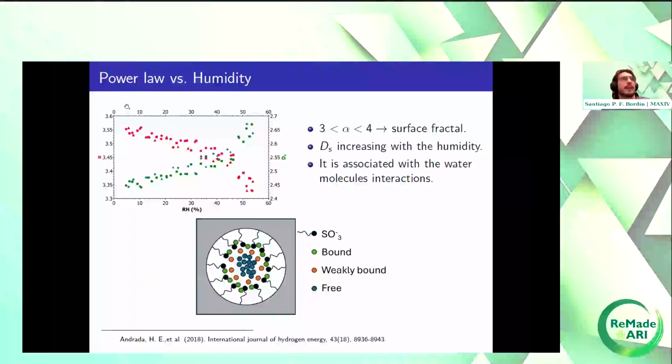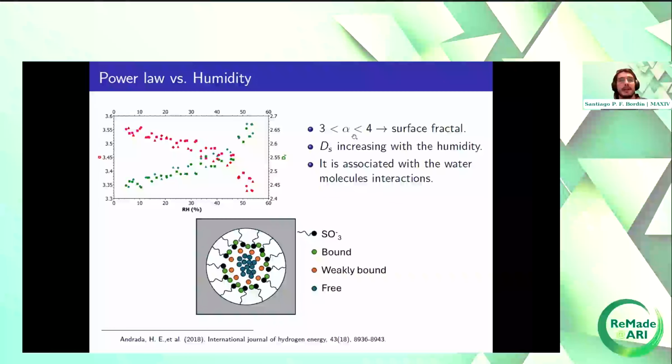At the end, we analyze the power law that, remember, we can have only for Fumapem membrane. Nafion membrane probably has a power law in the tail of the curve, but we cannot access it because it was at lower Q values. Here we have this parameter that I presented at the beginning. That is the exponent parameter that decreases with the humidity, but it has a value between 4 and 3. So that means that our channel has a surface fractal.